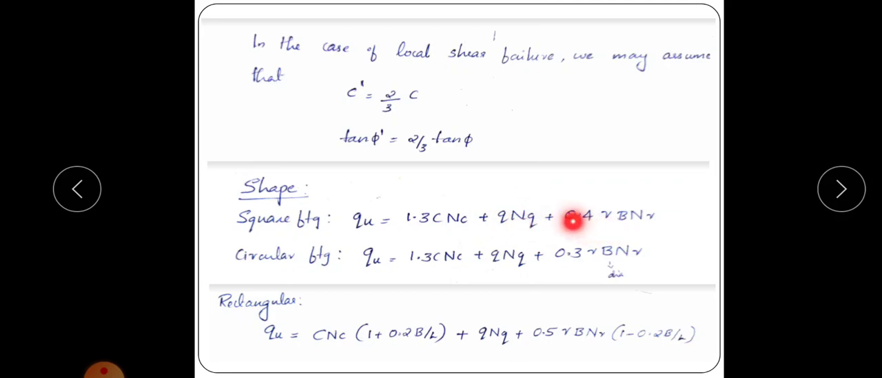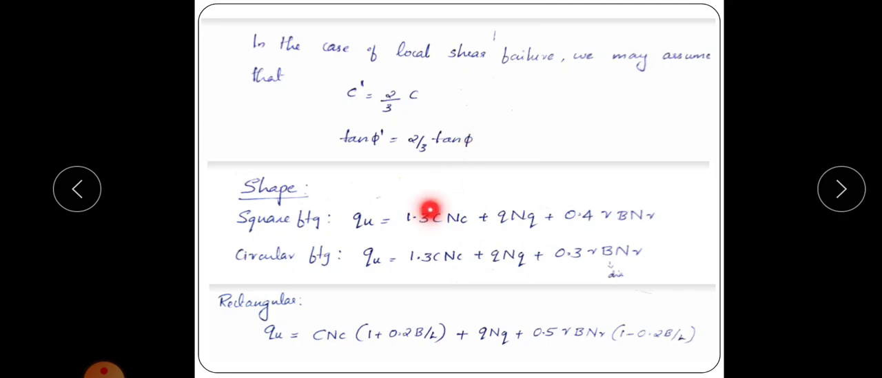In the third term, it is γ, that is, unit weight. This unit weight also will vary with the effect of water table. So the third term also varies based on the water table. Generally, in Terzaghi's bearing capacity equation, the second term and third term are affected by water table. The first term is not changing, whether the water table is there or not. So note that point.